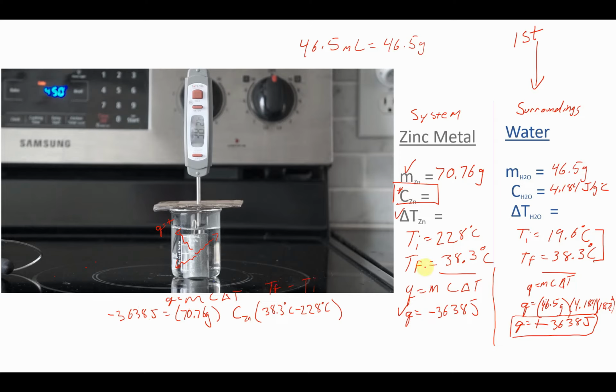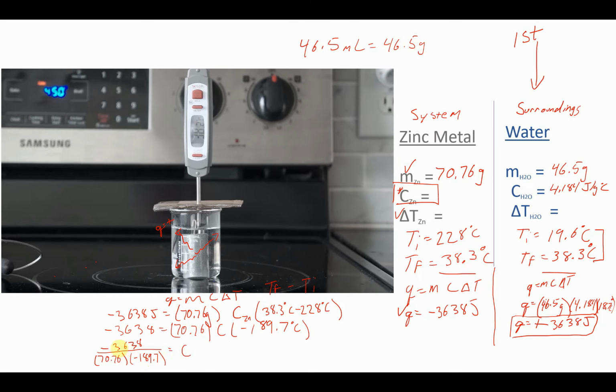Well, my final temperature was 38. My initial temperature was 228. And when I subtract those two, you notice I'm going to get a negative number. And then once I get that, you see that negative number right there because it went down in temperature. Then in order for me to get C by itself, I'm going to have to divide by 70.76. So I get negative 3,638 divided by 70.76. And I'm also going to have to divide by negative 189.7. So that's going to end up down here as well. And all of that will equal my specific heat.